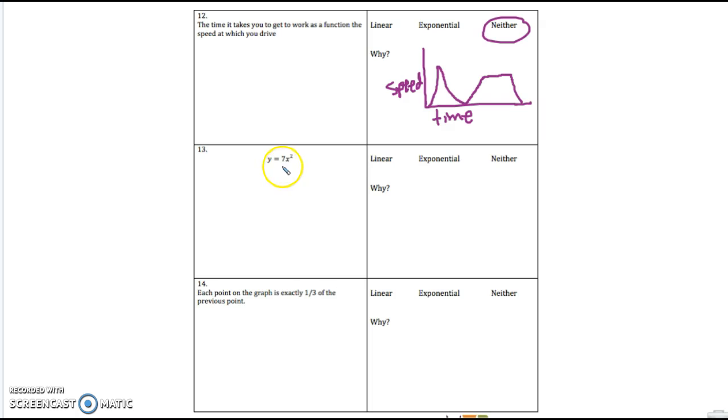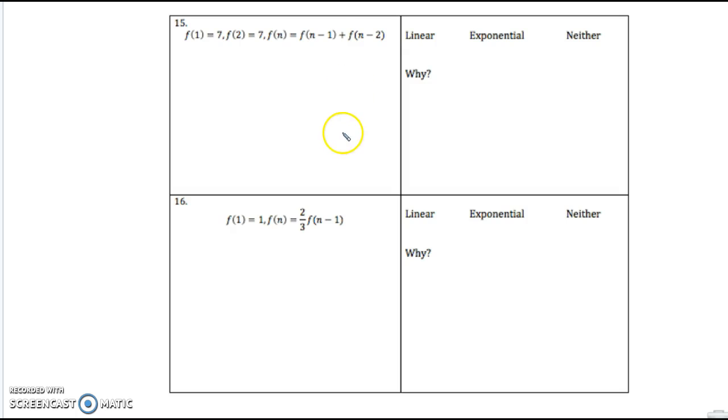Y equals 7x squared. We haven't really worked with anything in that. X squared, you could make me a table. You could make me a graph, but this is a neither. Oh, I have 3 more. 30 seconds. Each point on the graph is exactly 1/3. That means multiplying by 1/3. That's going to be exponential. Table or graph would work as proof.